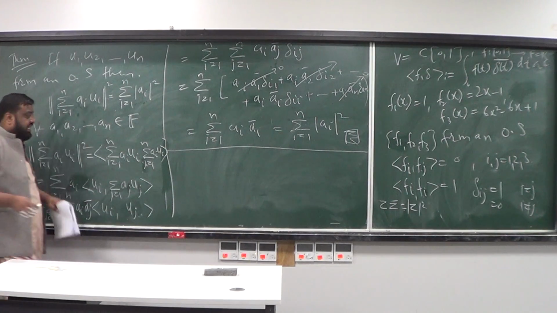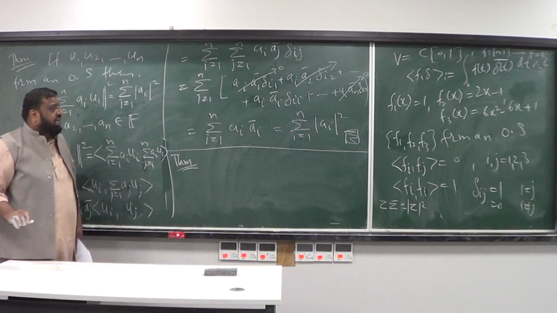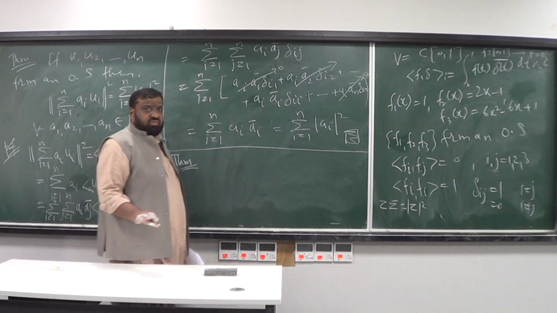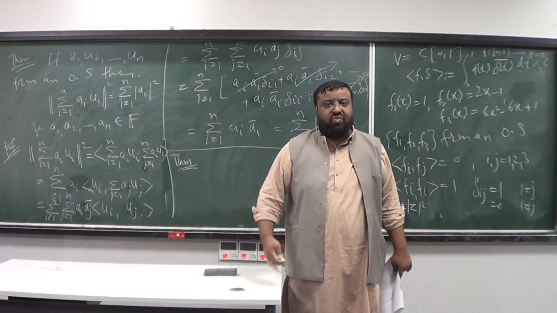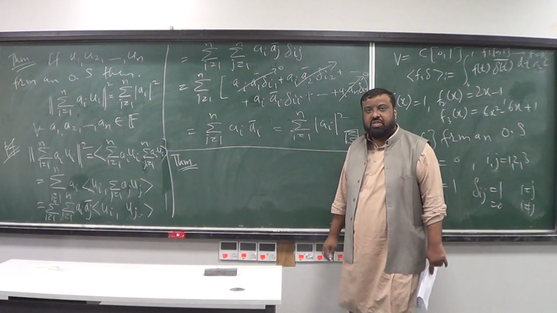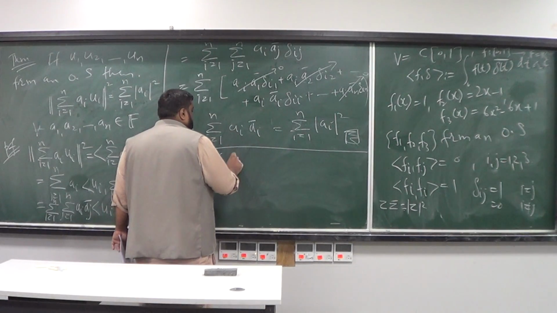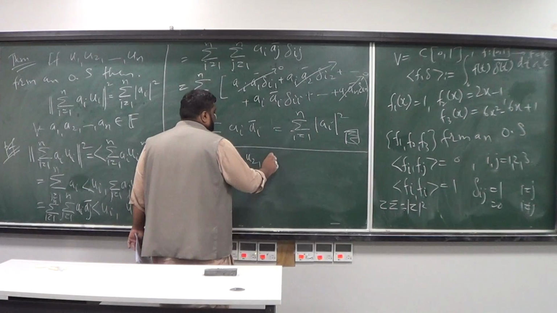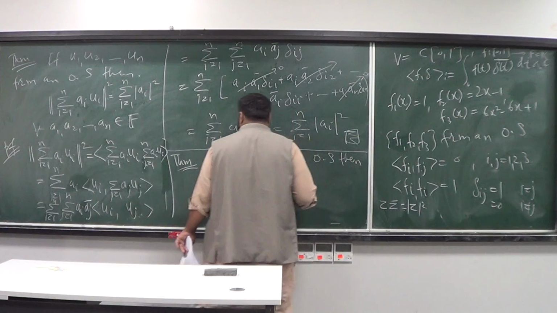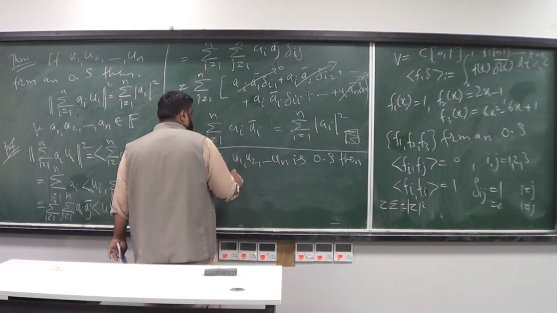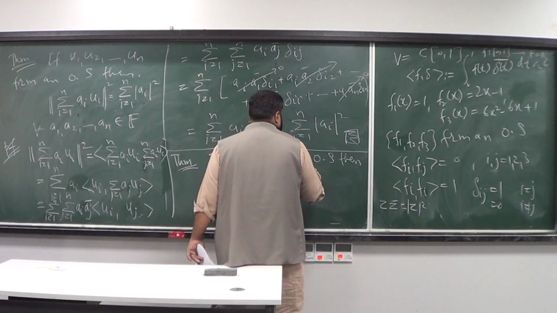The next thing that I would like to do, maybe a quick remark or a simple theorem, is that an orthonormal system must always be independent. What do you mean by that? If u1, u2, ..., un is an orthonormal system, then this system is linearly independent.